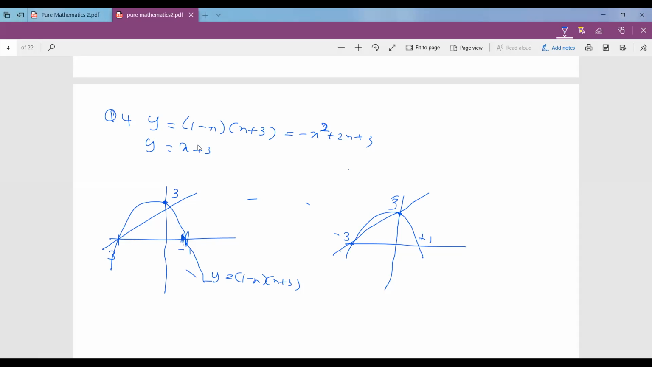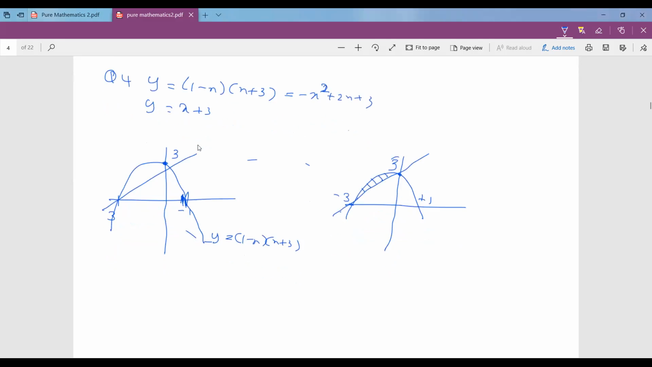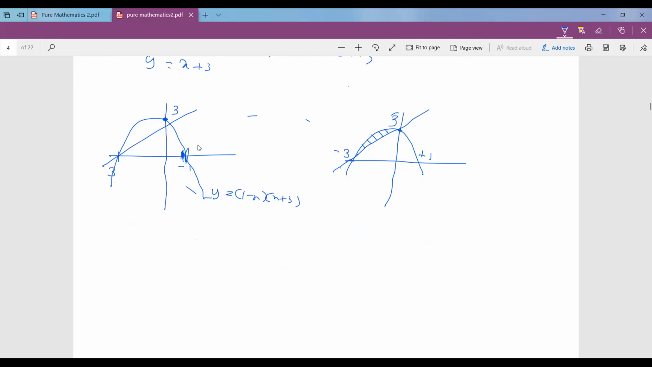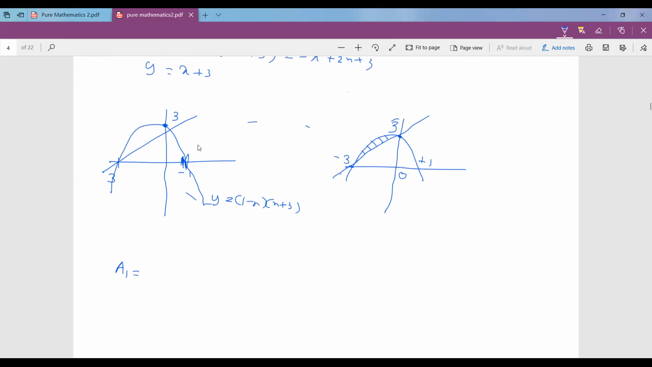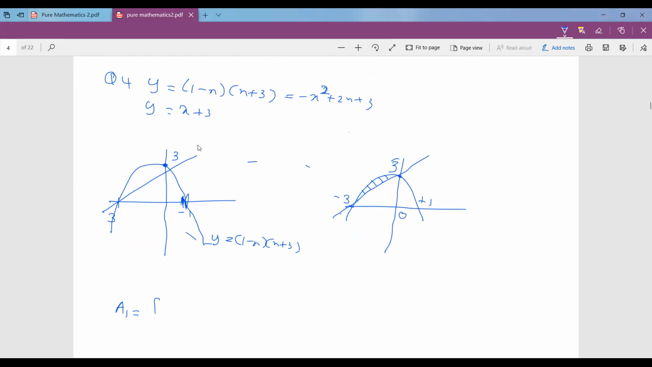So the area they are referring to is this bit of it, right? Okay. Then here the x coordinate is 0, right? Initially, I will integrate the curve. Area A1, I'll get it by integrating the curve, this bit of it: integration of 1 minus x times x plus 3 from minus 3 to 0.